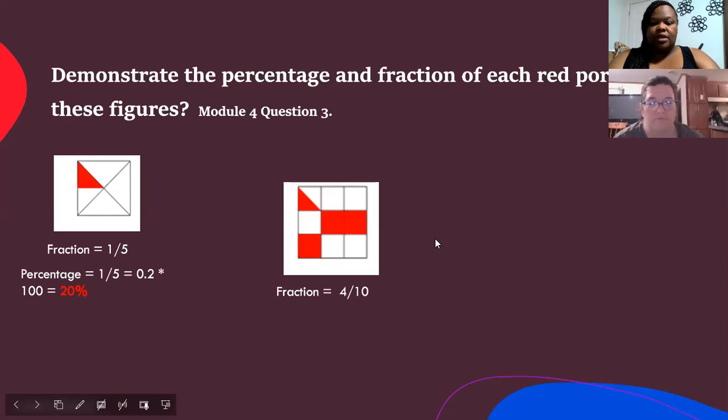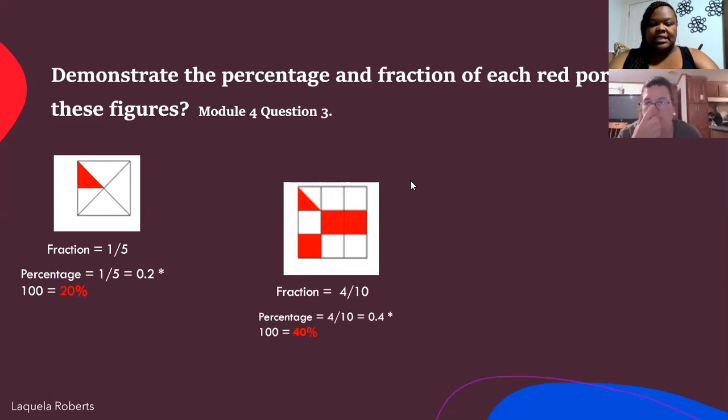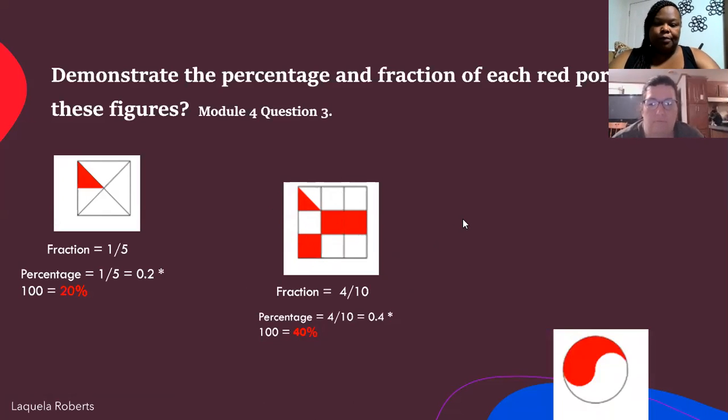The same with this one. 1, 2, 3, 4. 1, 2, 3, 4, 5, 6. 1, 2, 3, 4, 5, 6, 7, 8, 9, 10. Our fraction is 4/10. So we will do 0.4 times 100, and that gives us 40%.